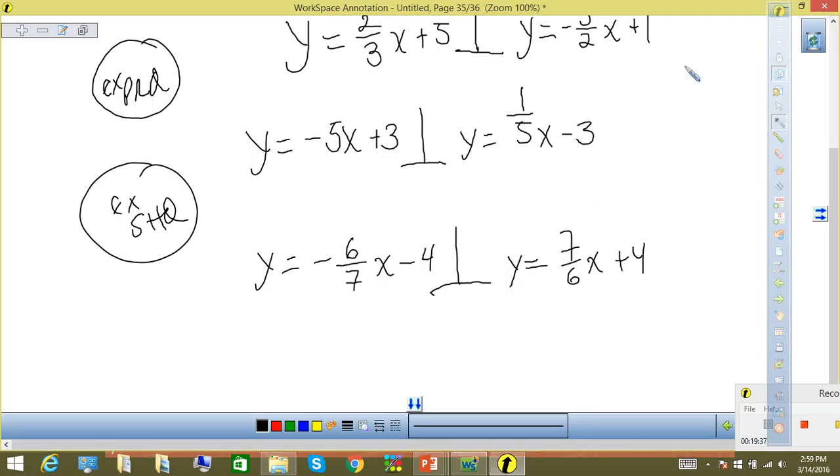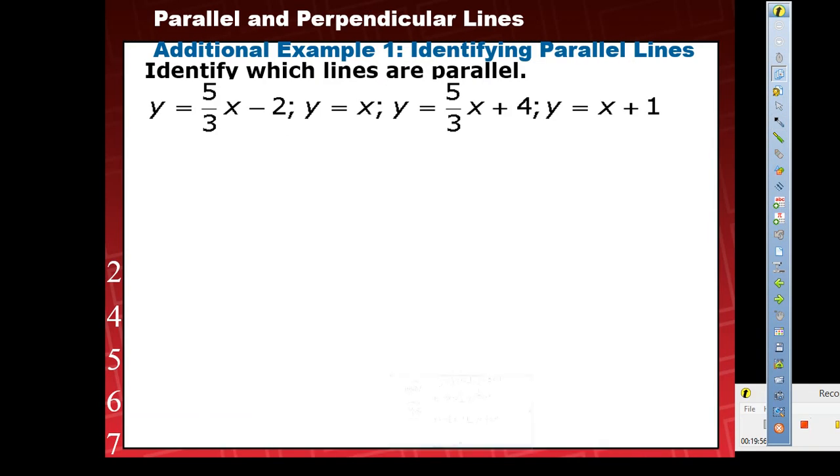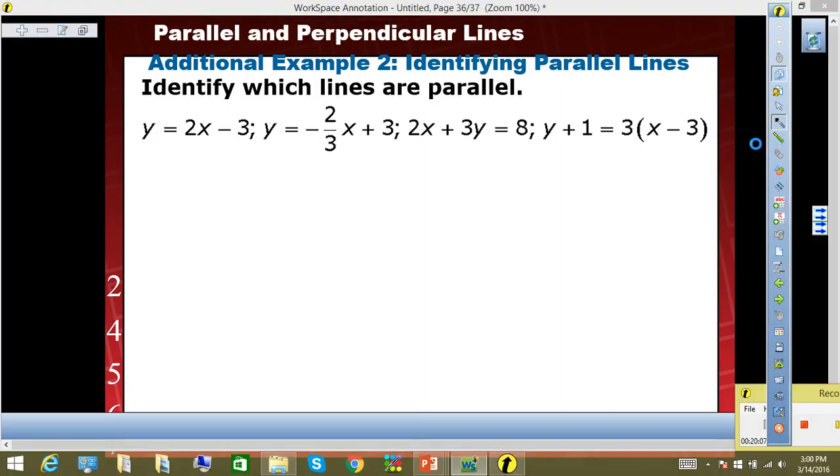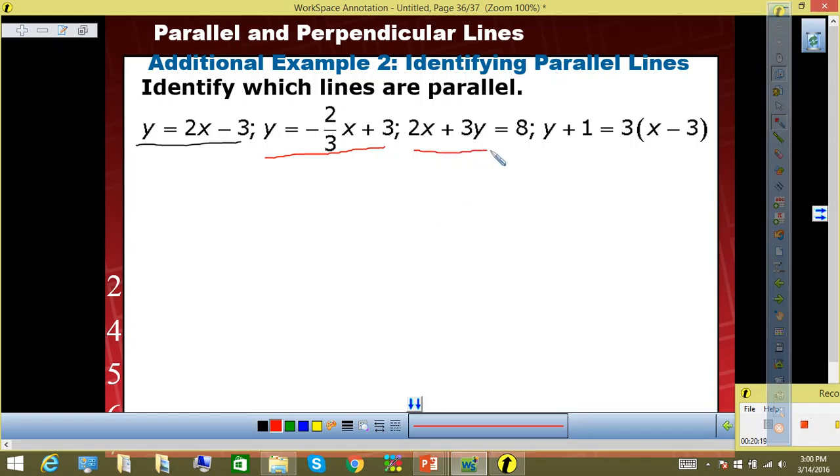All right. So, check this out. Next one. Copy this one, please. Example number 2 says y equals 2x minus 3. That's one of them. Y equals negative 2/3 x plus 3. 2x plus 3y equals 8. And y plus 1 equals 3 parentheses x minus 3.